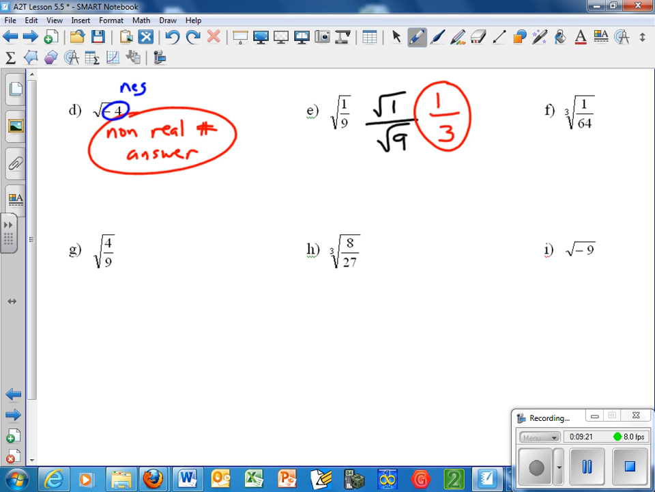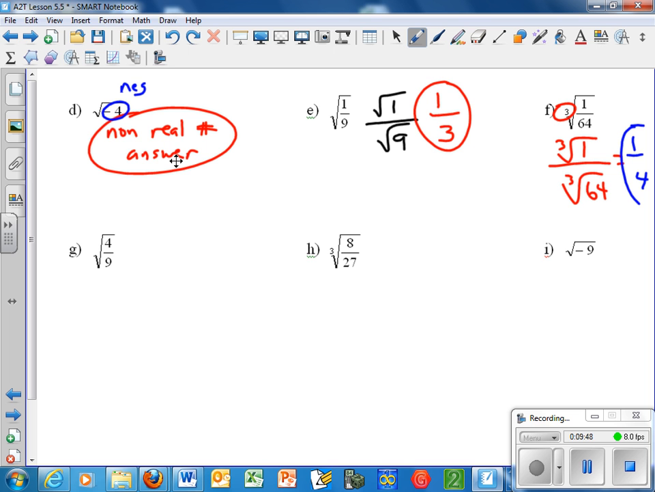Okay, if we go over here, now we're dealing with a cube root. So I want to do the cube root of 1 over the cube root of 64. And if you notice, those are both perfect cubes. Cube root of 1 is 1. Cube root of 64 is 4. So the answer to the cube root of 1/64 is 1/4.